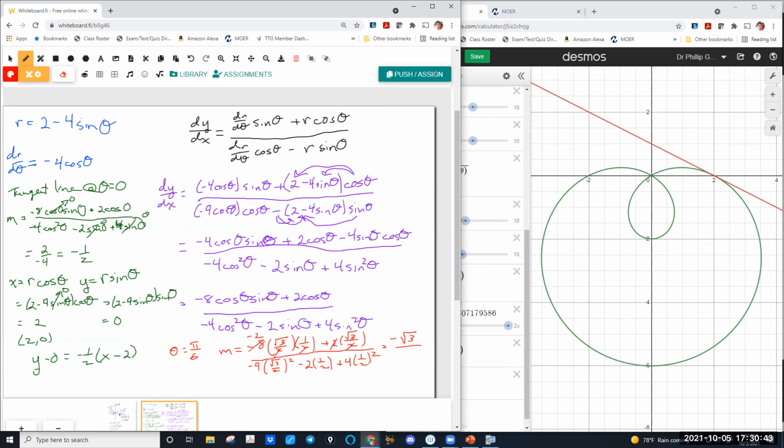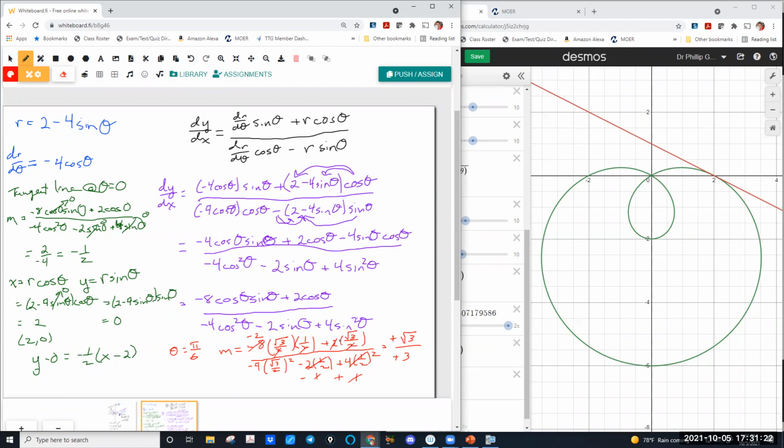On bottom, this 2 times 1/2 is 1. 4 times 1/4 is 1. Minus 1 plus 1. We have a minus 1 plus 1. Those cancel. So on bottom, what do we have? This is going to be 3/4 times a -4. We have a -3. Those are both negative, so it's positive. So our slope is rad 3 over 3. And very similarly, when we go to find our point, it's going to be the same as before. You're going to plug pi over 6 in for theta here.